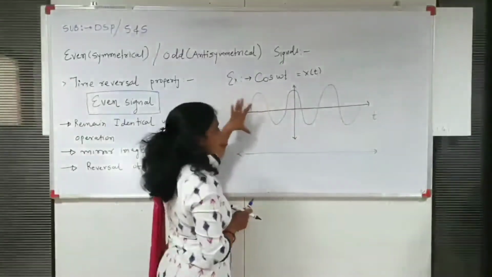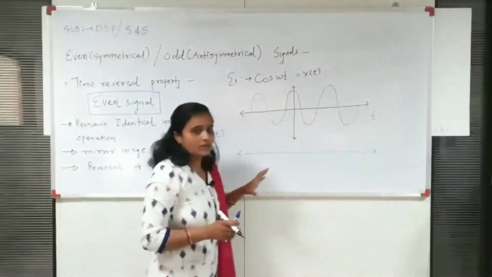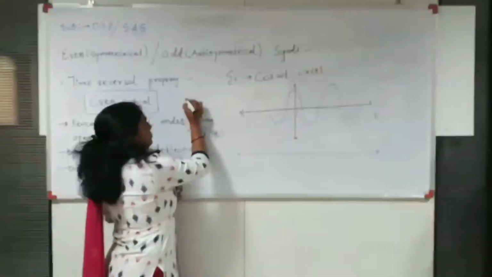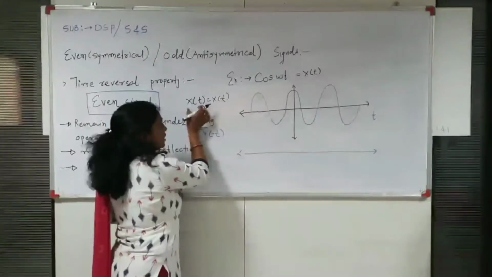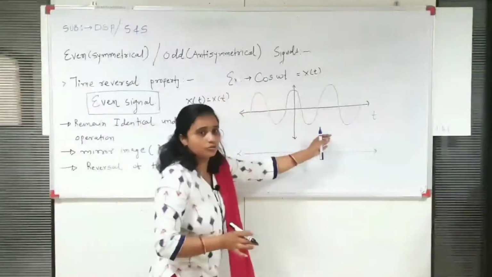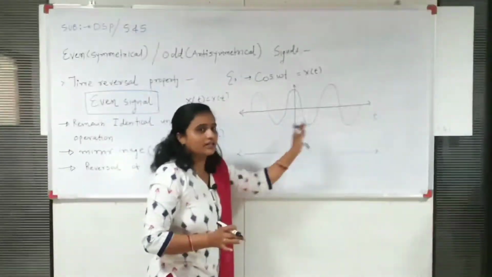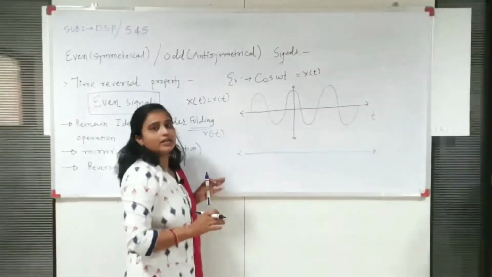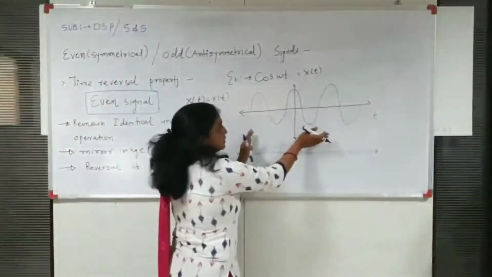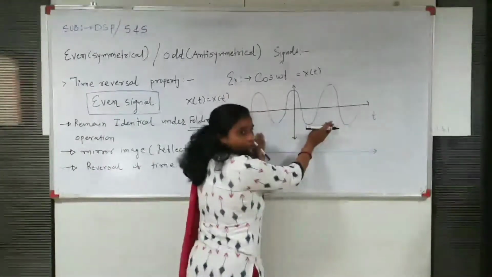First of all, this is x of t. Now what is the basic definition of an even signal? x of t is equal to x of minus t. It means if I fold my original signal to the left-hand side or the right-hand side and we get the same figure, then it is called an even signal. So see, this is x of t, that is cos omega t.